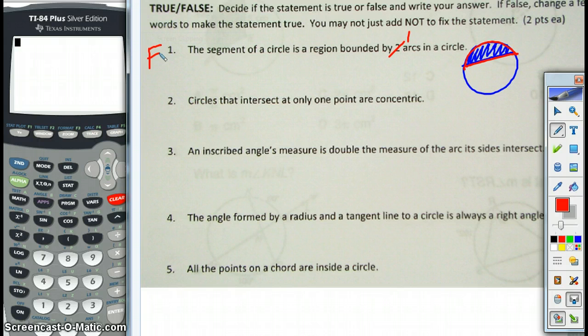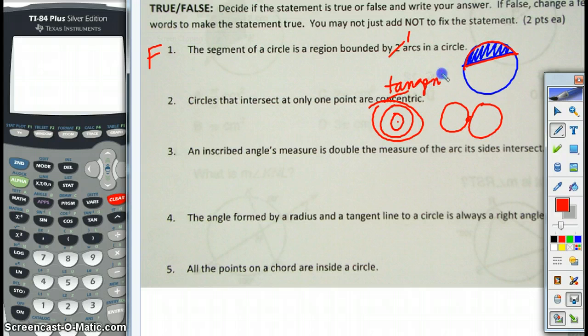Circles that intersect at only 1 point are concentric. Concentric circles are circles that have the same center and never intersect. Circles that intersect at 1 point are called tangent. You can see these 2 circles intersected each other at 1 point, and they are tangent.